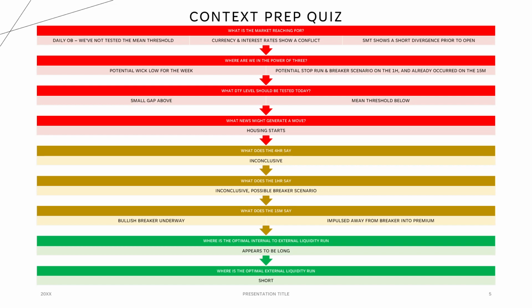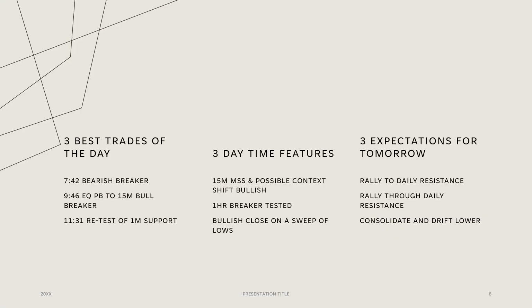Now, where was the optimal internal to external liquidity run? And it appeared to be long to me. So as I break through the three best trades of the day, it was a 7:42 contrary bias trade. It was a bearish breaker, short, into support. 9:46 equilibrium pullback to the long support, and then the 11:31 retest of the 1 minute support. So those were interesting. I'm going to go over those momentarily.